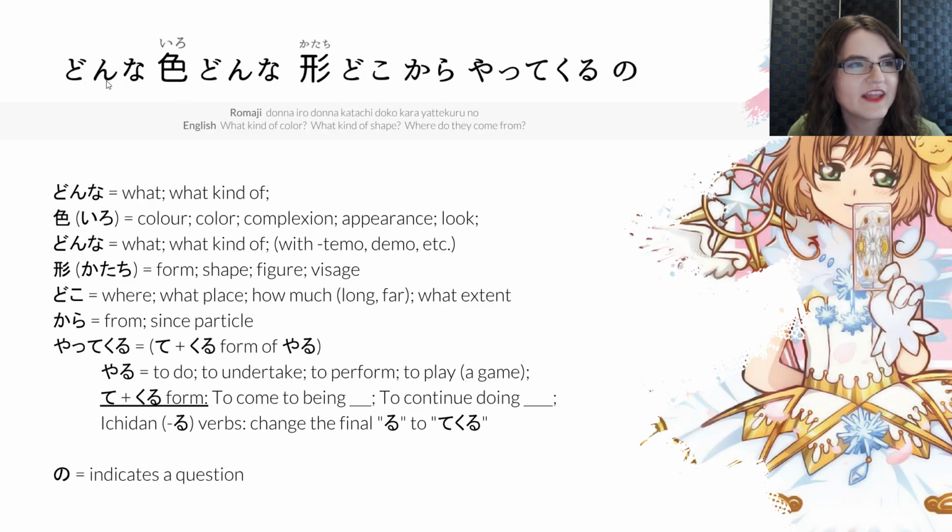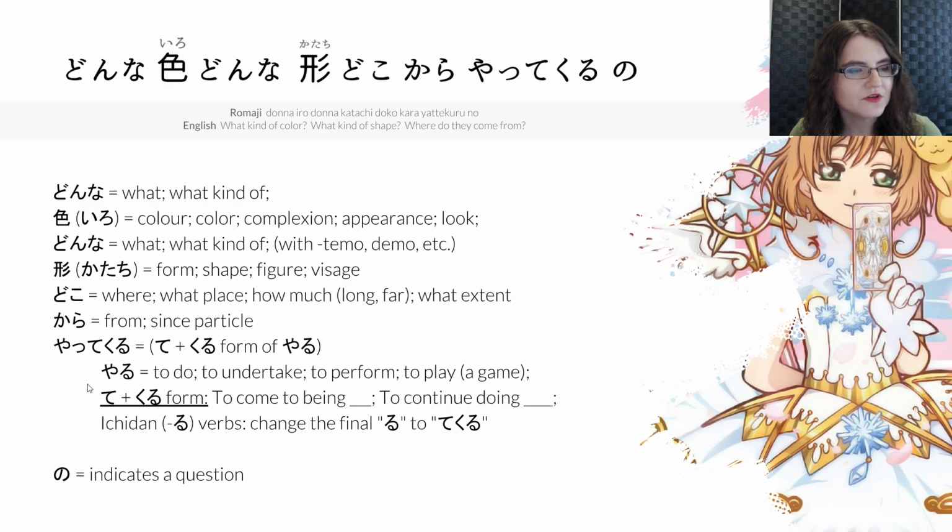Next we have donna iro, donna katachi, doko kara yatte kuru no? Donna is like what kind of, and we have this twice, so it's a similar format to what we had before. It's stuff like love and dreams, and then we have what kind of color, what kind of shape. Again, we have this donna and the katachi. It's like shape or form. So like what kind of colors, what kind of shape. And then doko is where, like what place. Then kara is from. So doko kara is like from where.